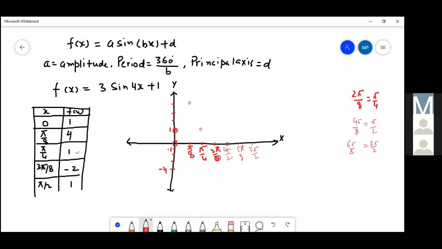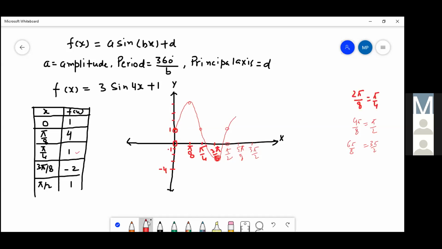So somewhere here, you can see. And then there is 1. Then pi by 2. This is 1 here. So if you join these points on the curve, you get this type of figure. Okay, so here now you can see this is the principal axis.